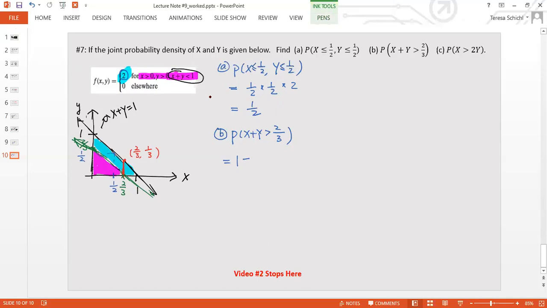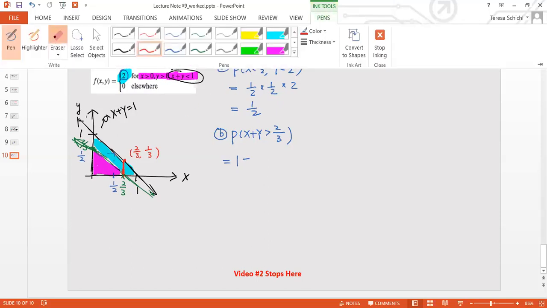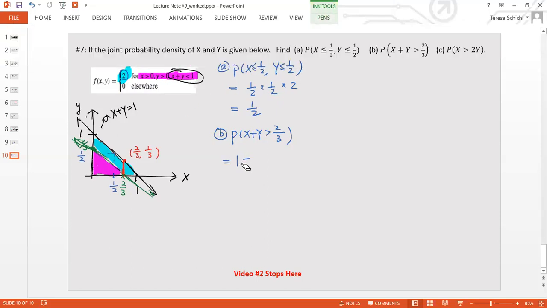So the big triangles here, let's try to do this so we don't get confused. The area of the big triangle is 1/2 base times the height. So it's 1/2, 1 times 1, correct? And then you need to times 2.